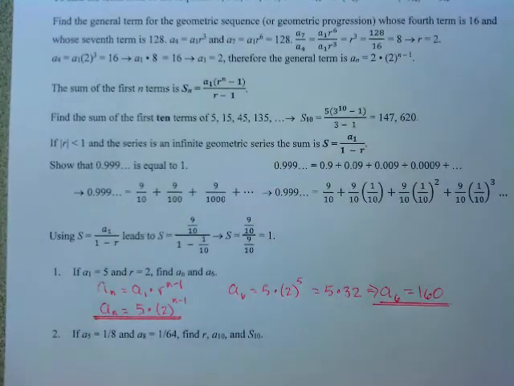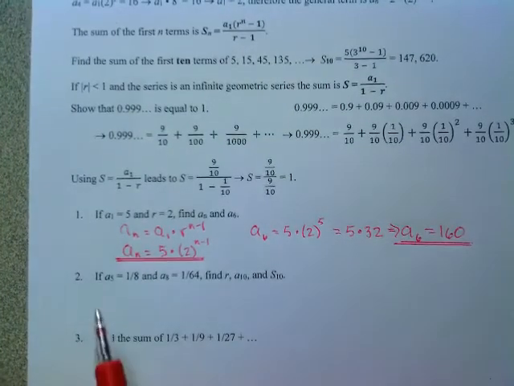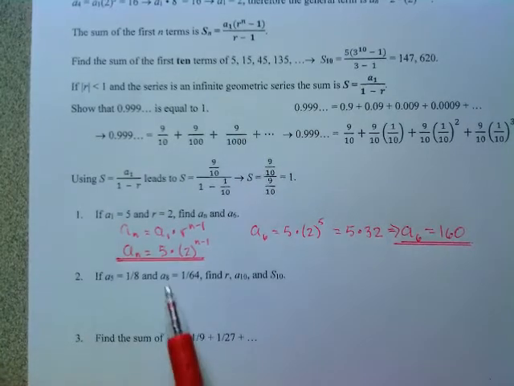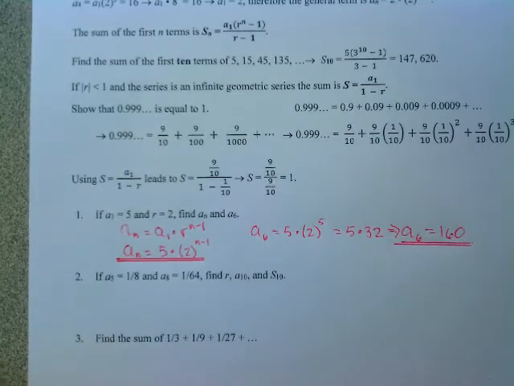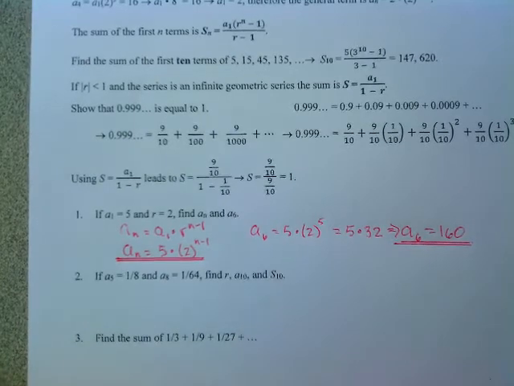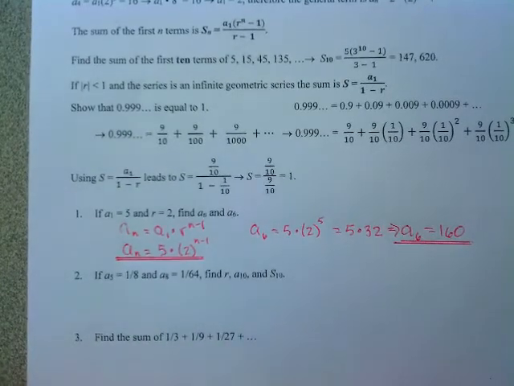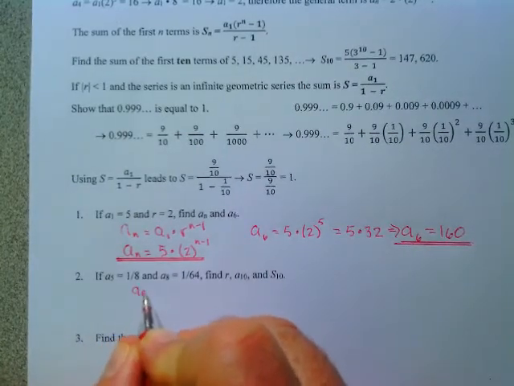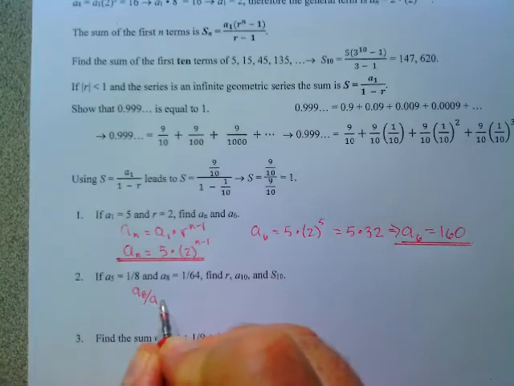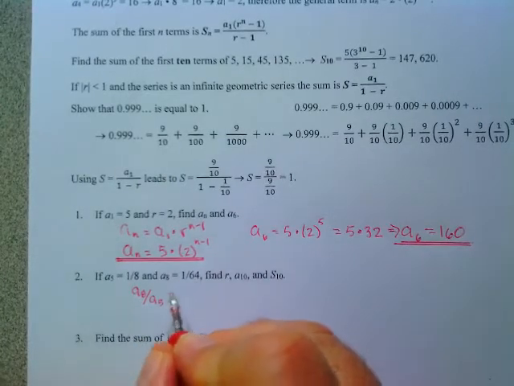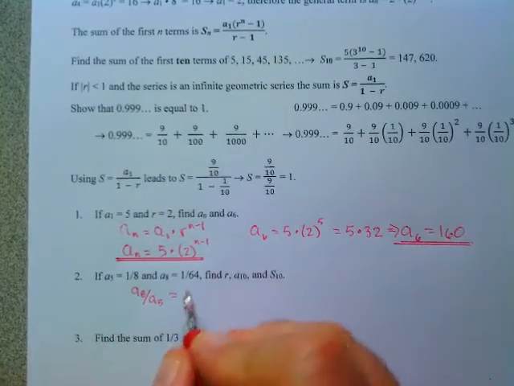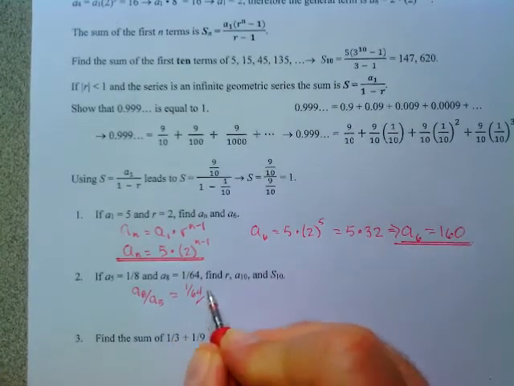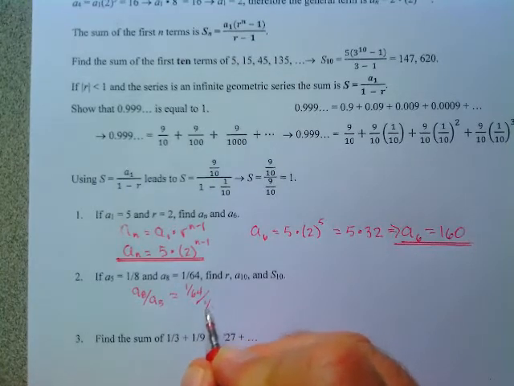All right, in the second one, we have a5 equals 1/8, a8 equals 1 over 64. Find r, a10, and s10. So, similar to the example above, I'm going to first start off with a8 divided by a5. So, that's going to be 1 over 64 divided by 1 over 8.